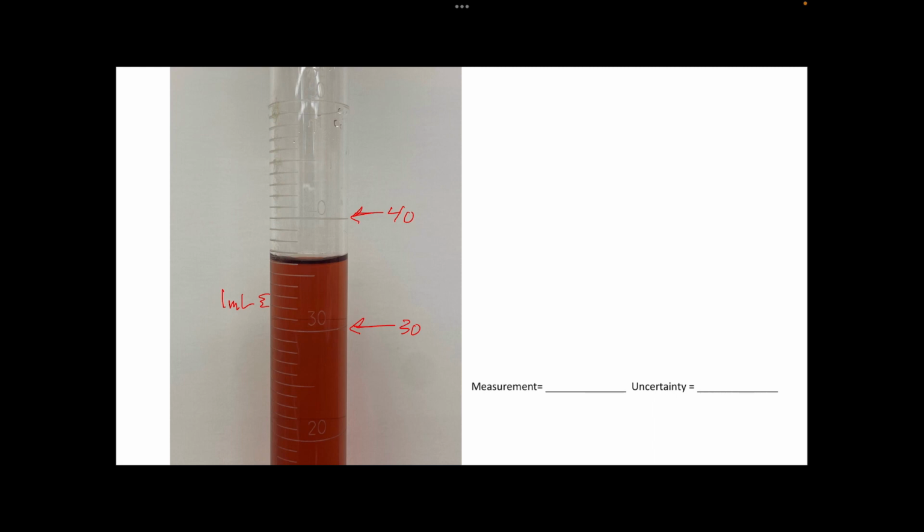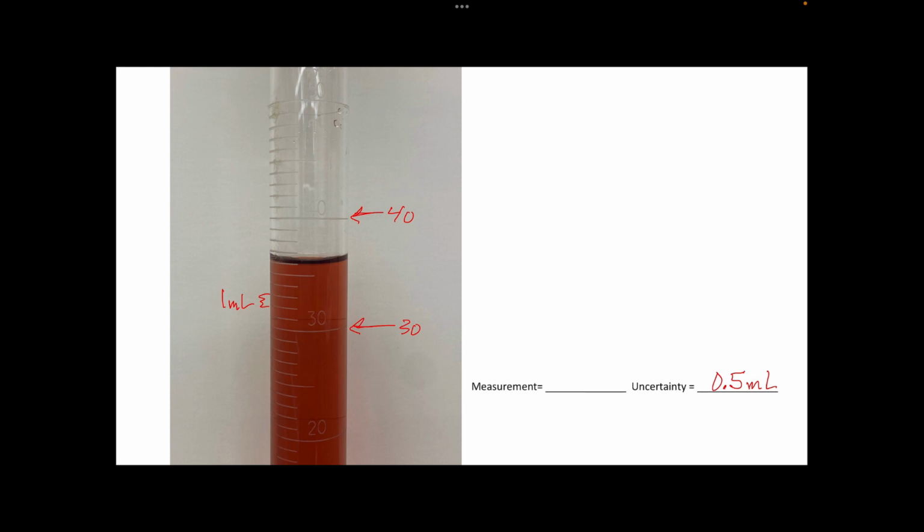All right, so what is our uncertainty, if you guys remember? So the uncertainty is half of our smallest mark. So our uncertainty for this is going to be 1 milliliter divided by 2, or 0.5 milliliters. That's going to be our uncertainty.